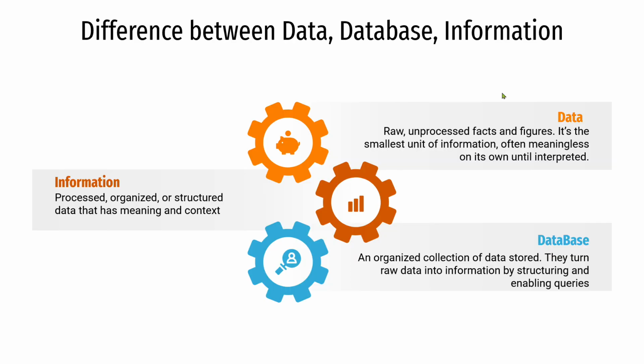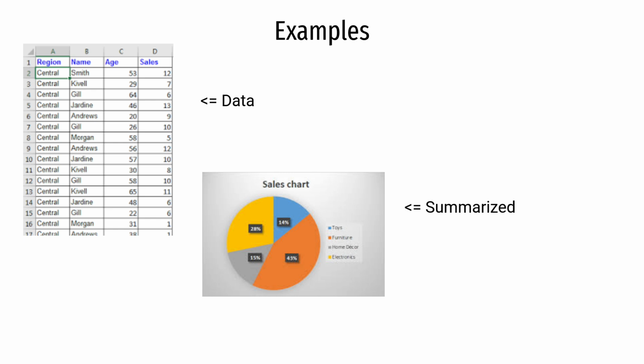Data is raw, unprocessed facts and figures. It's the smallest unit of information and often meaningless until it is interpreted. Information is processed, organized, or structured data that has meaning and context. And then finally, a database is an organized collection of data stored, turning raw data into information. Next one is an example. Here it is. This is data, and this is summarized data.